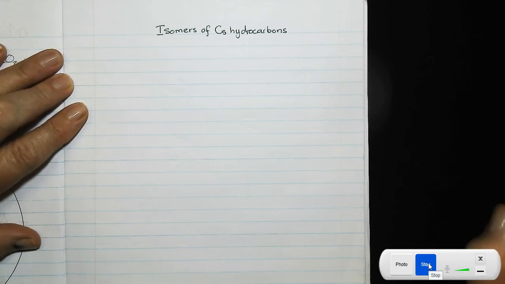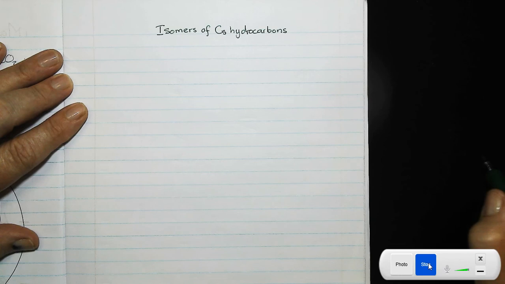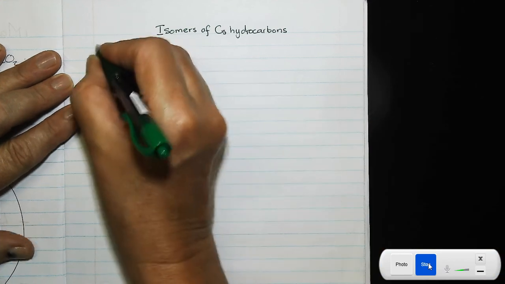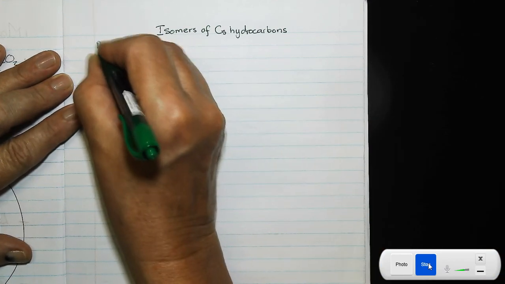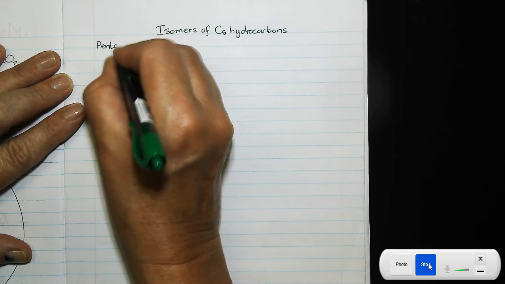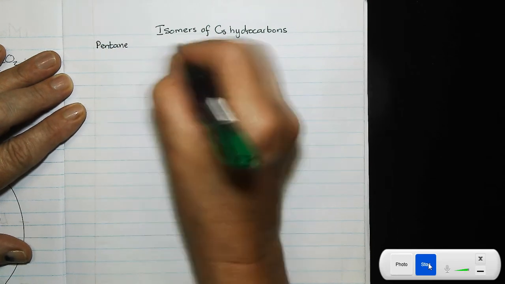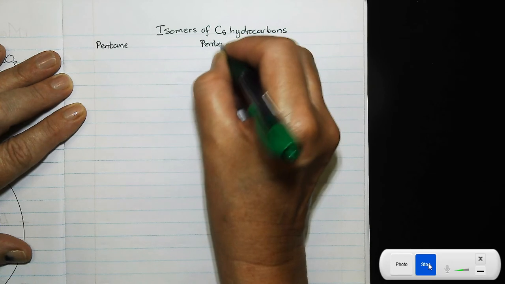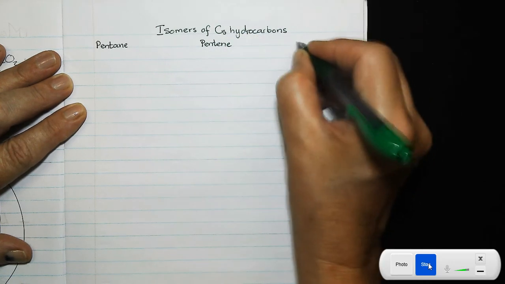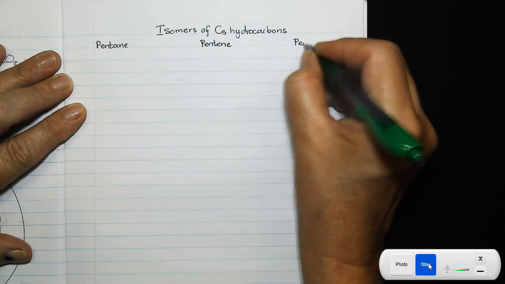Hi there, grade 12s. In this video I'd like to go through the isomers of the C5 hydrocarbons, both the pentanes and the pentenes, as well as the pentynes.